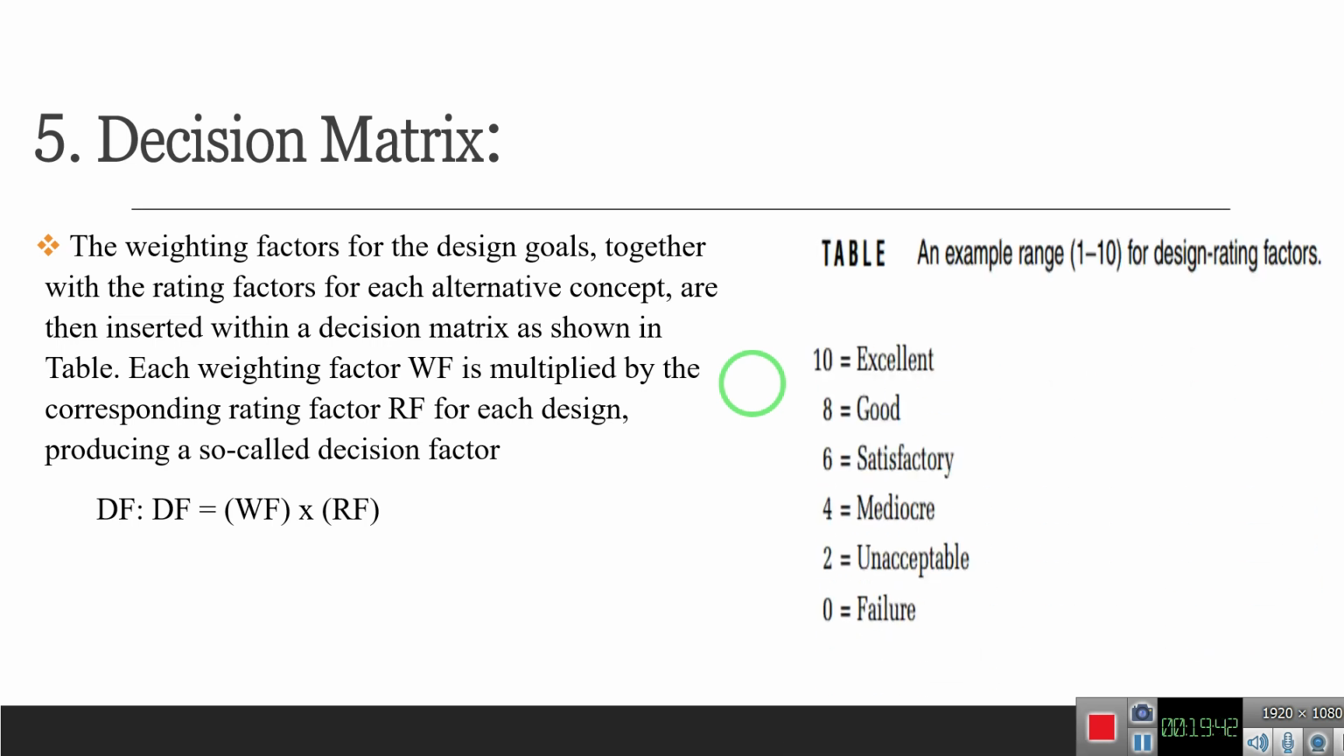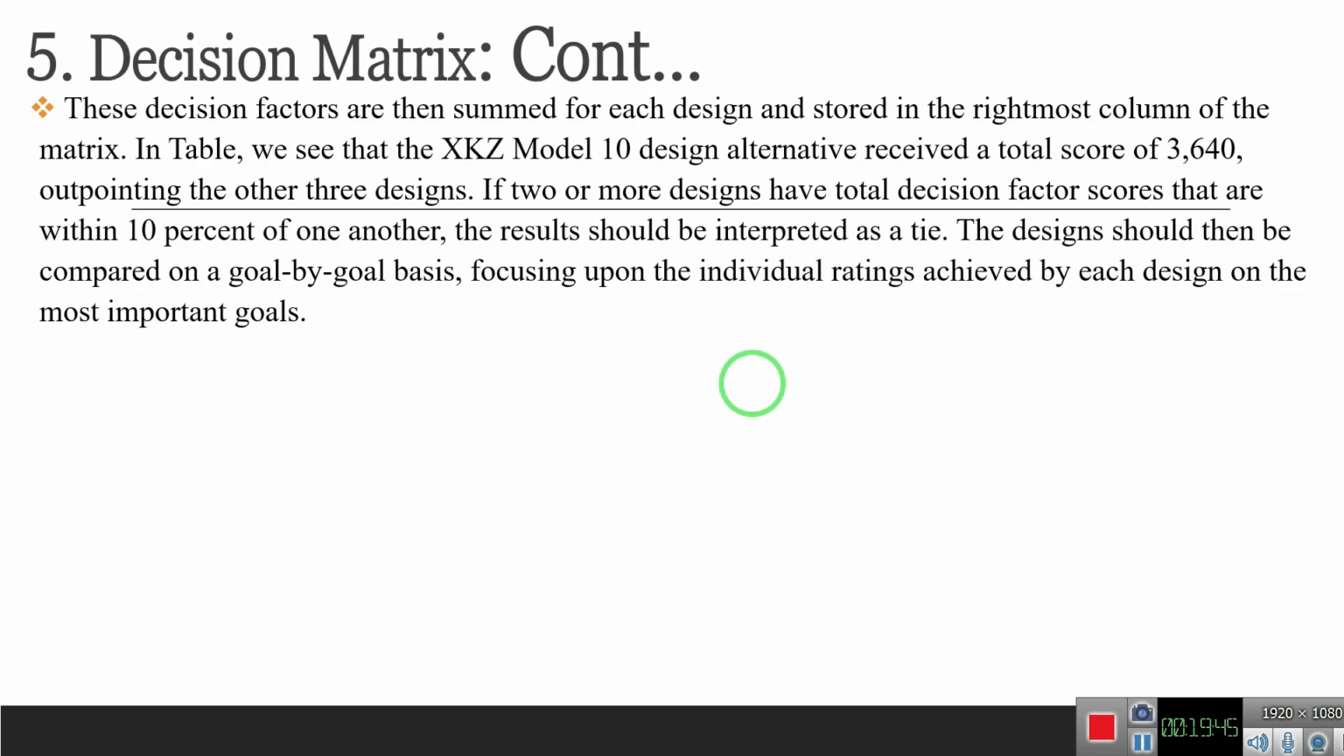So this we already studied. Now check. The decision factors are then summed for each design and stored in the right column of the matrix. In the table, we see the XKZ model. So another example they are giving. I only spoke about 3 design alternatives, but the XKZ model has 10 design alternatives, and each design alternative got some goals. So that we are explaining. For example, a total score of 3640 they got, outpacing the other 3 designs.